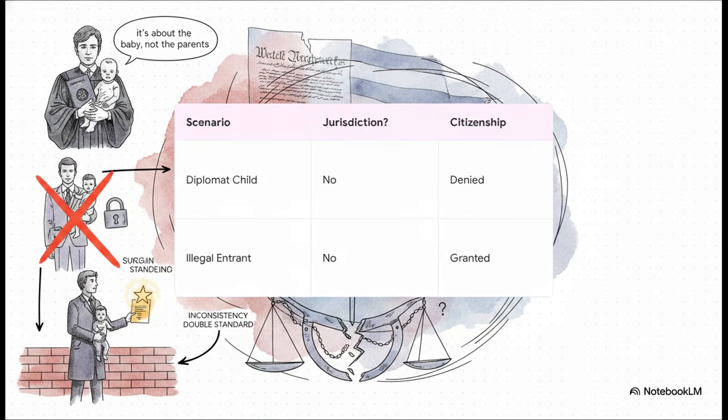If a foreign diplomat has a child on U.S. soil, that child is denied citizenship specifically because the parent is not subject to the jurisdiction. So clearly the parent's status does matter. The source argues it is a deeply incoherent double standard to claim a parent's foreign status is irrelevant when granting citizenship to an illegal entrant, but totally decisive when denying it to a diplomat. It's essentially asserting a jurisdictional claim over another sovereign's citizens without any principled distinction.